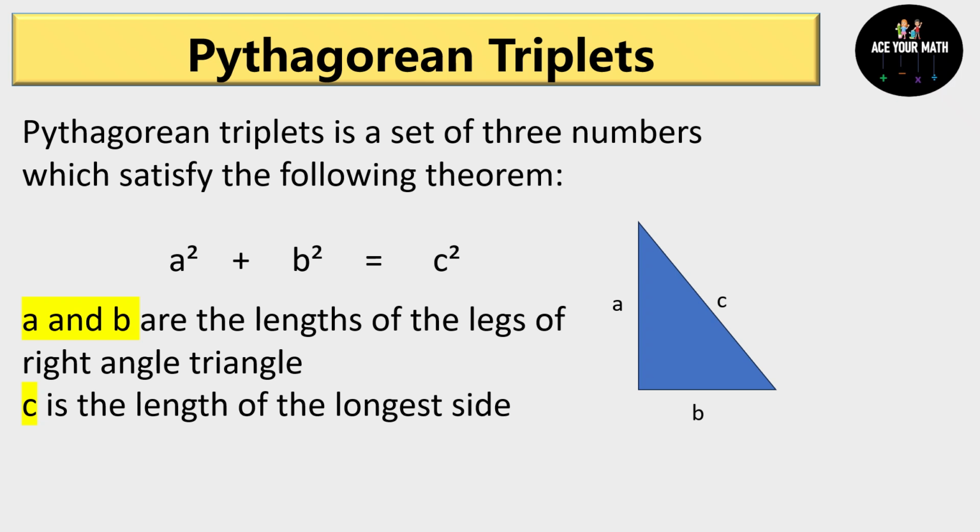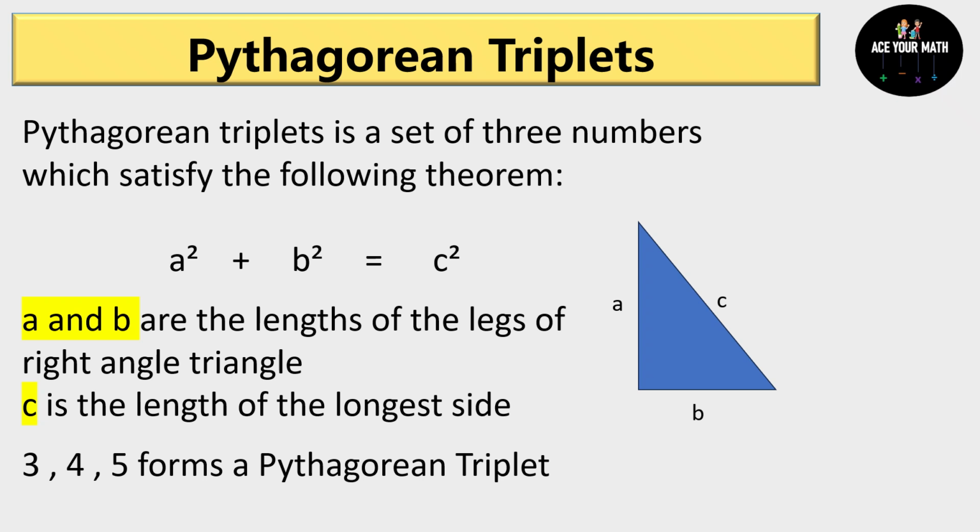See, we'll understand by taking an example. 3, 4, 5 form a Pythagorean triplet. Why do we say so? See, if I'm taking 3 as A, so 3 square plus, I'm taking B as 4 and C as 5. So do they satisfy? See, 3 square is what? It is 9. 4 square is what? It is 16. And when you do 16 plus 9, it will give you 25. And what is 5 square? It is 25 only. Okay, so it means 3, 4, 5 satisfy the above theorem. So they are known as a Pythagorean triplet.